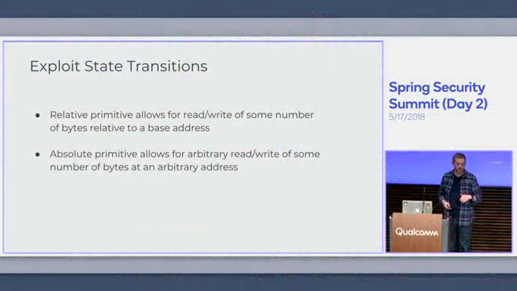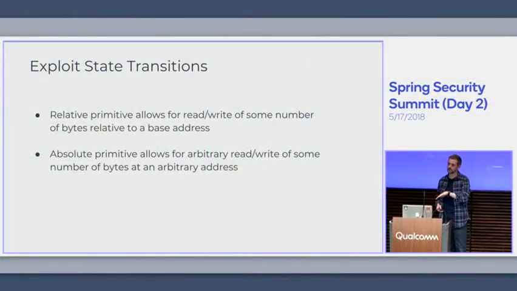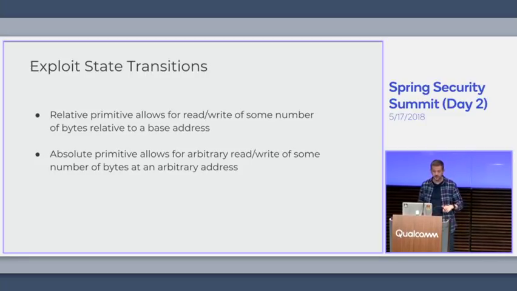So really quick on relative and absolute primitives. A relative primitive allows for read-write from some number of bytes relative to a base address, right? And I'll show you an example of that in a minute. An absolute primitive allows for arbitrary read-write of some number of bytes at an arbitrary address.